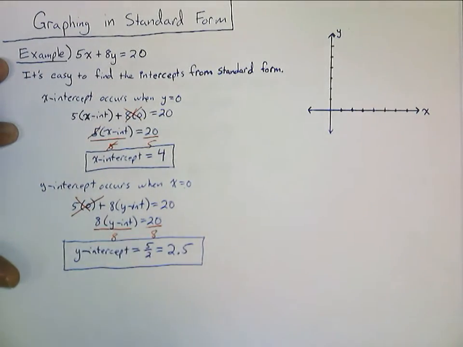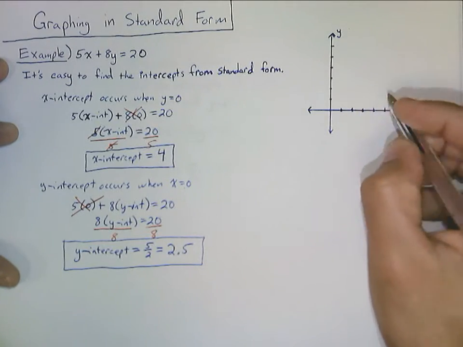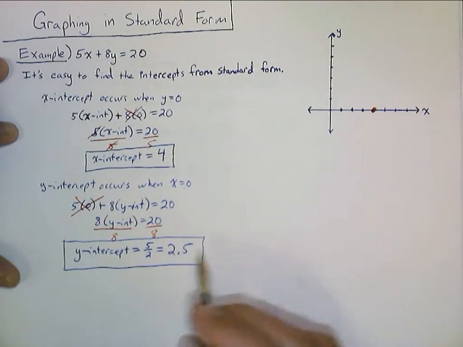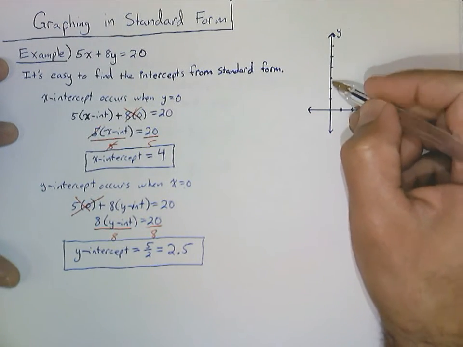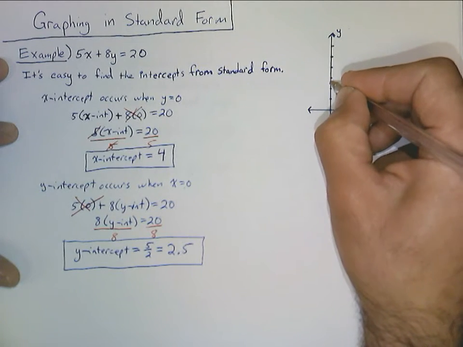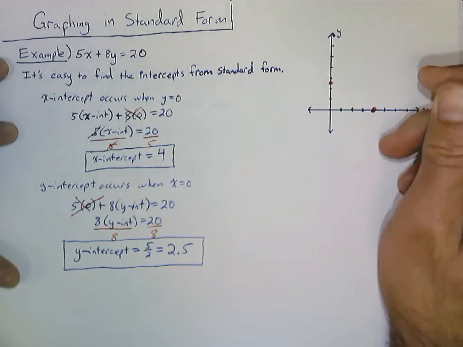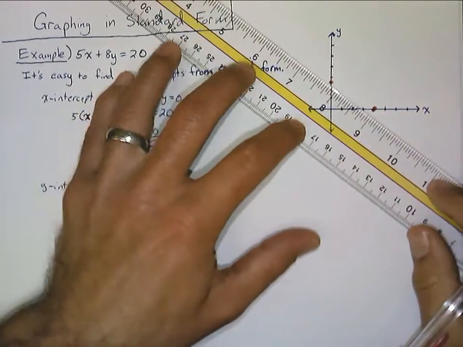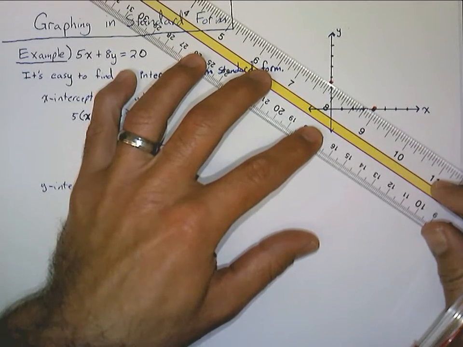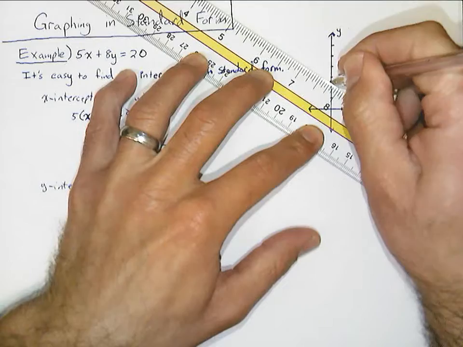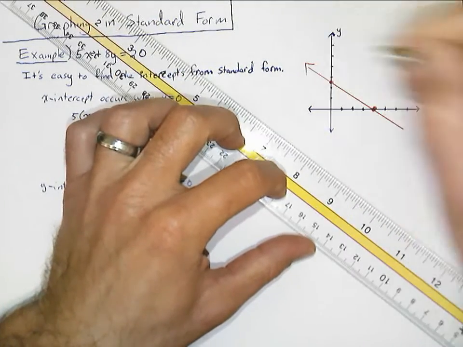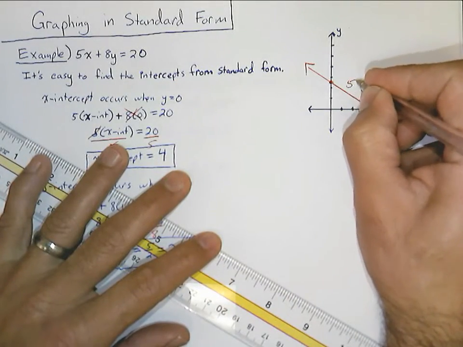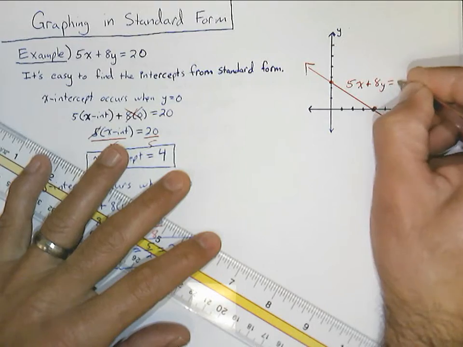The x-intercept is at 4, so that's the point 4, 0 right here. And the y-intercept is at 5 halves, or 2.5. So that's 0, 2.5, right here halfway in between 2 and 3 on the y-axis. And then we just play connect the dots. Get out my ruler here, try to be pretty neat about it. And there is our line, given by the equation 5x plus 8y equals 20.